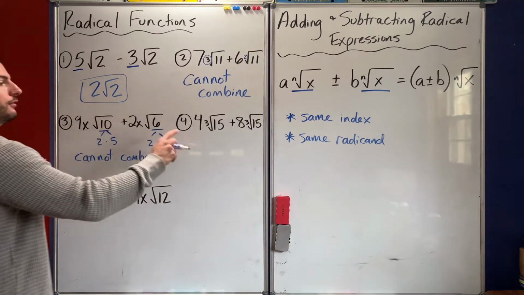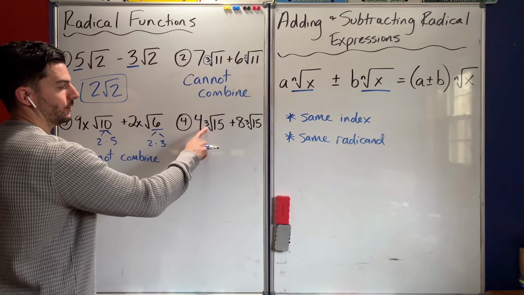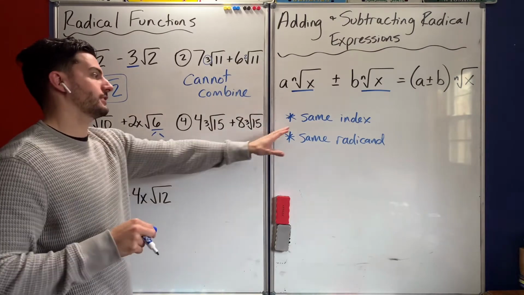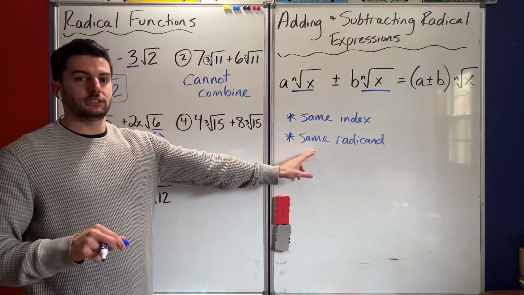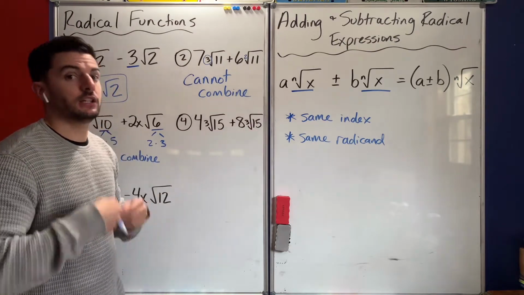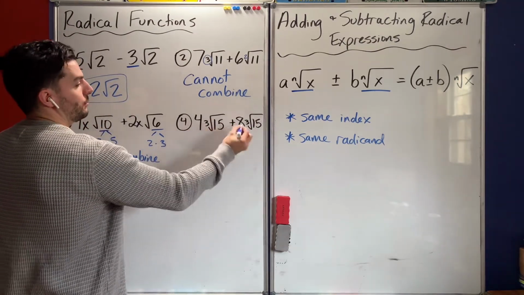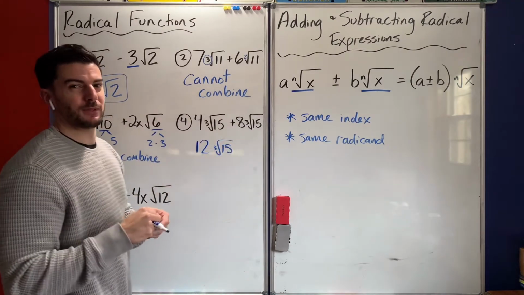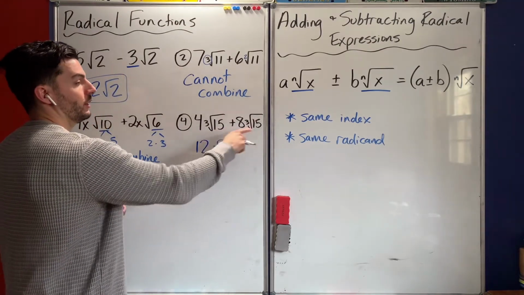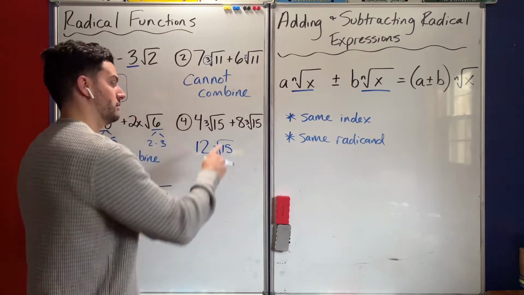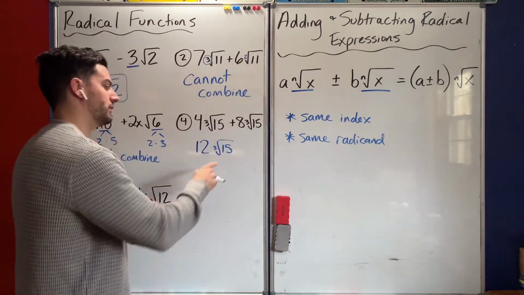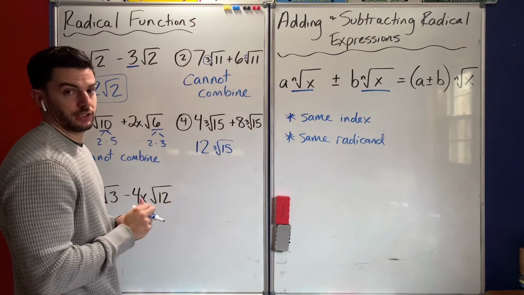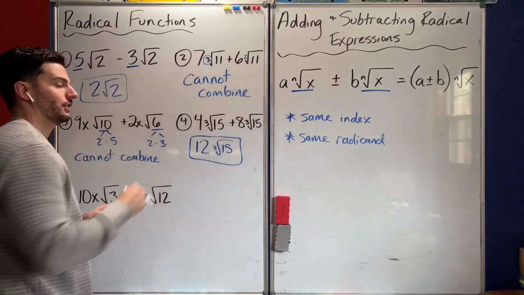But first we'll do number 4 here. 4 times the cube root of 15 plus 8 times the cube root of 15. So do your checks. Same index? Yes, they're both cube roots. Same radicands? Yes, both 15 under the radical. So I can add these. 4 plus 8 would give me 12 times the cube root of 15. The common mistake would be to say 12 times the cube root of 30. Kids try to add the radicand numbers as well, but you wouldn't do that. That would stay the same. It's just saying 4 of these plus 8 of these gives me 12 of these, so just adding the numbers out in front.